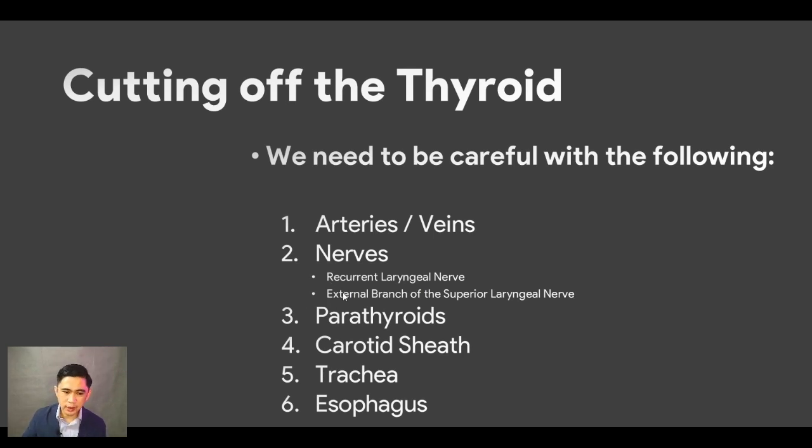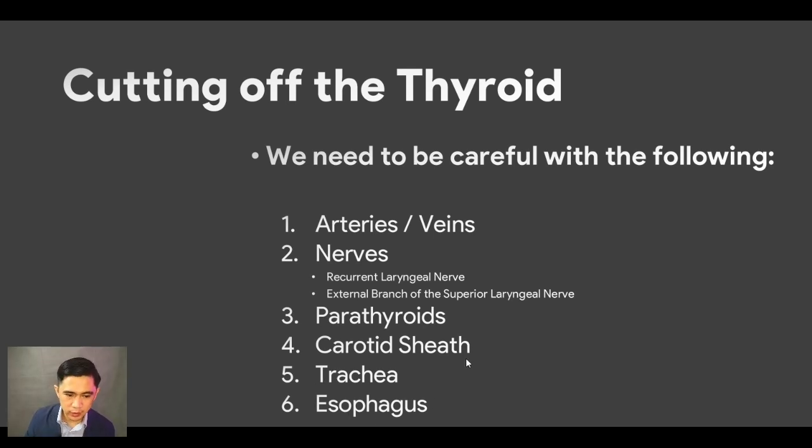Two nerves. We'll discuss that in a while. We also need to be careful of the parathyroids. This is very near the thyroids, parathyroid glands. We also have to be careful when cutting off the thyroid and be wary of the adjacent carotid sheath. We also need to be careful with the trachea and the esophagus, which are also near the thyroid gland.